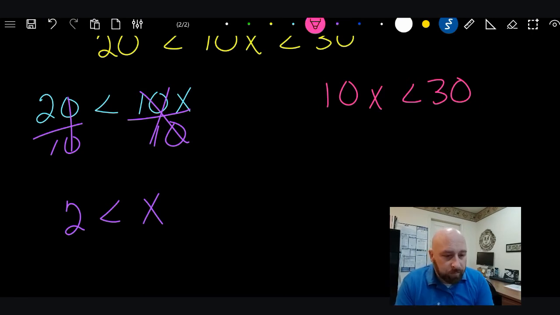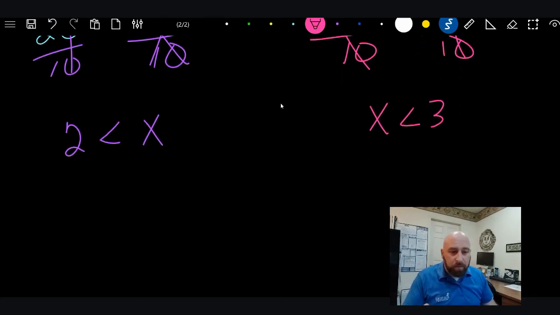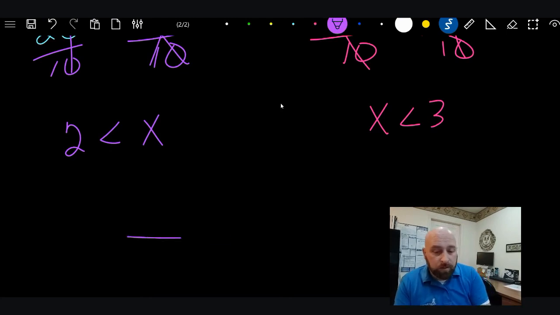And now let's do this one. Again, we're going to divide by 10, and we're going to get 3 over 1, or x is less than 3. So now you have two sets of what we call, remember, critical numbers. So these are our critical numbers.